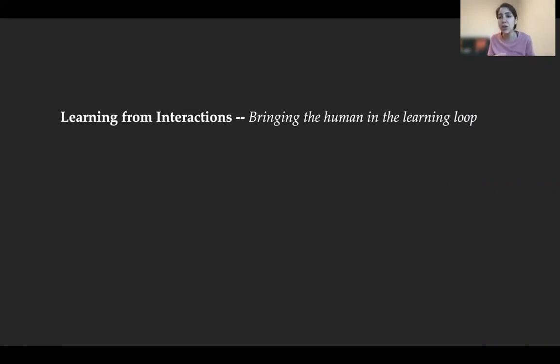And then for the second part, I'm going to go back to this idea of theory of mind modeling and talk about an orthogonal perspective to theory of mind modeling to enable interactions and influence interactions. But first, let's talk about learning from interaction and interaction data.